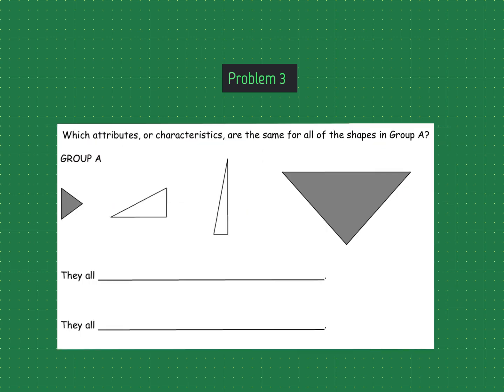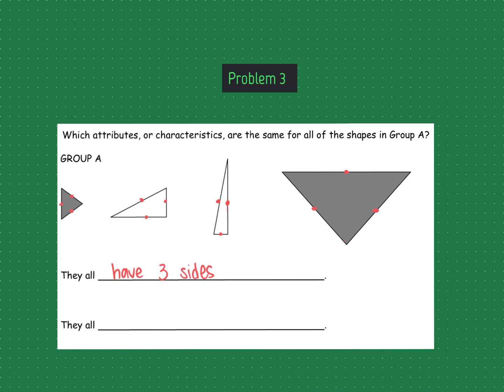Our next problem is to see which attributes or characteristics, as we learned attributes means, are the same for all of the shapes in Group A. So this is Group A, these four shapes right here. So let's count the sides first. So there's 1, 2, 3 straight sides, 1, 2, 3 straight sides, 1, 2, 3 straight sides, and 1, 2, 3 straight sides. So they all have 3 straight sides.